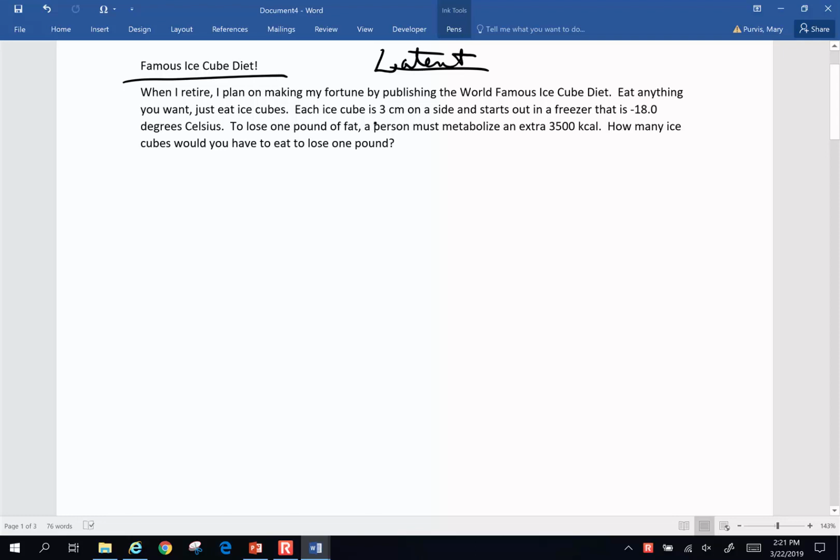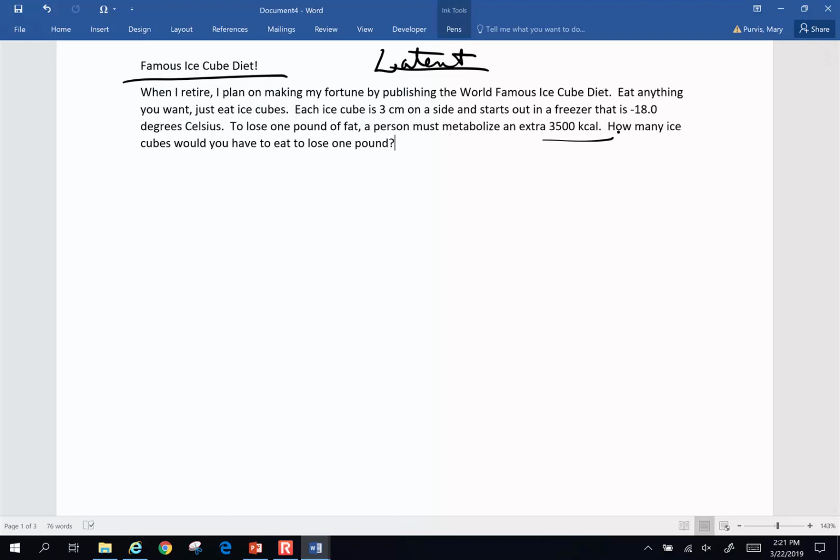So if each ice cube is 3 centimeters on a side, and they start out in a real typical refrigerator freezer that is minus 18 degrees Celsius, if I want to lose just 1 pound of fat, how many ice cubes would I have to eat? Now, 1 pound of fat means 3,500 kilocalories. So how are we going to figure this out?